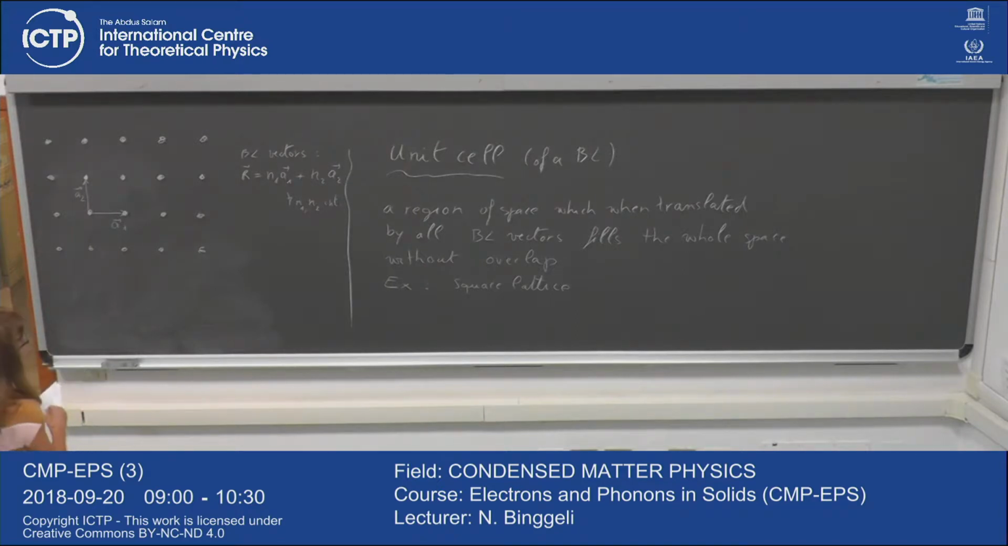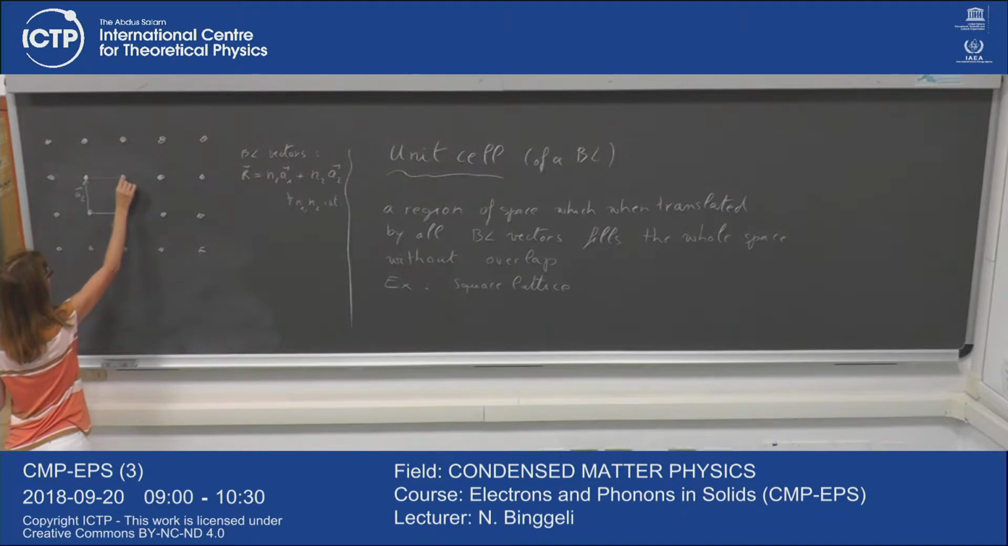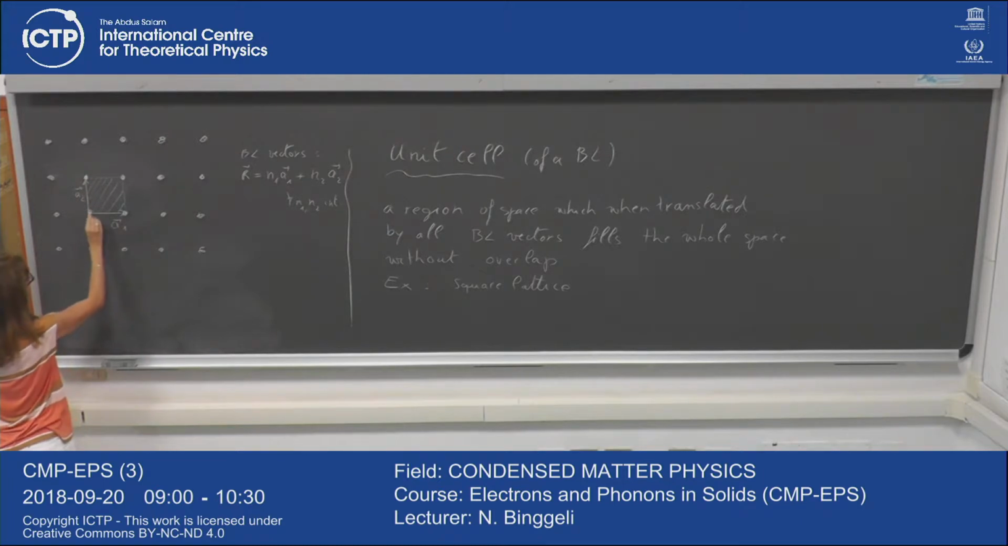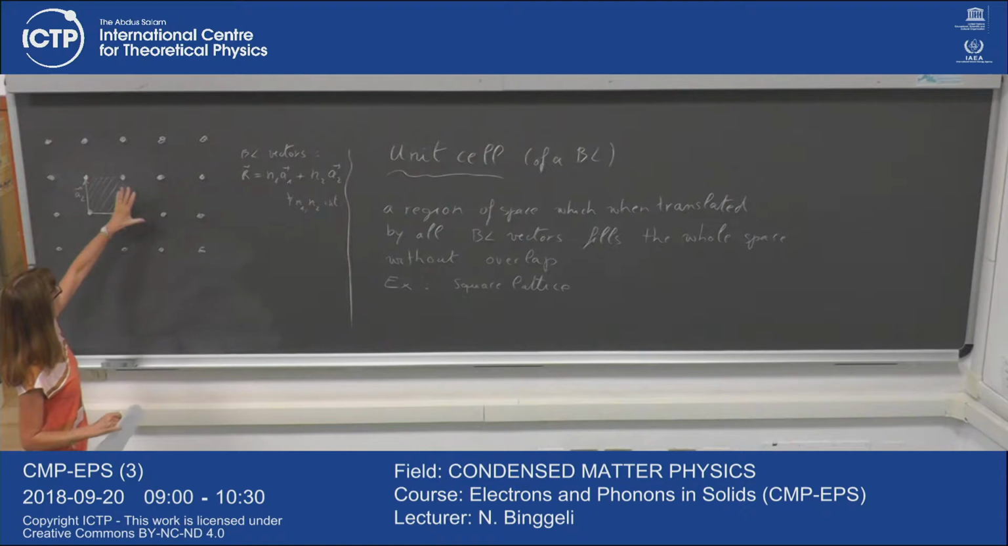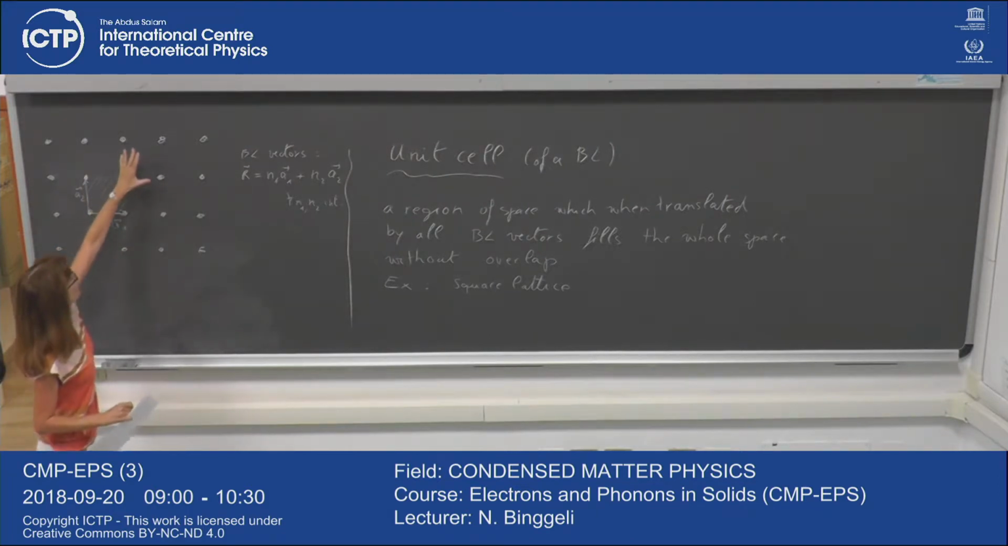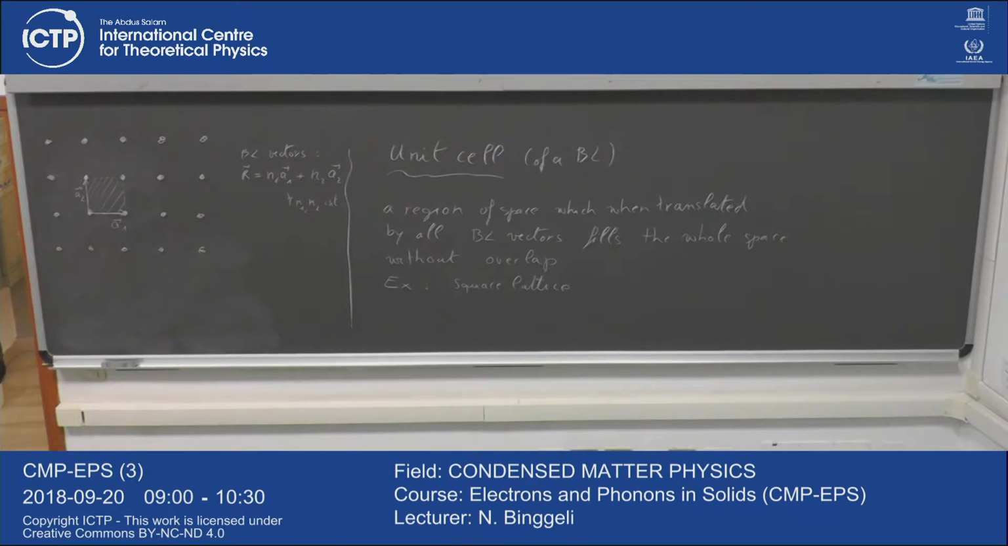So these are the Bravais lattice vectors, and an example of a unit cell would be, for instance, the cell that I would obtain by considering this region. Actually, I would include this side and this side, but not this side and this side, in order not to have overlap. So if I consider this region and I translate it by all Bravais lattice vectors, I fill the whole space without overlap. So this is an example of a unit cell.